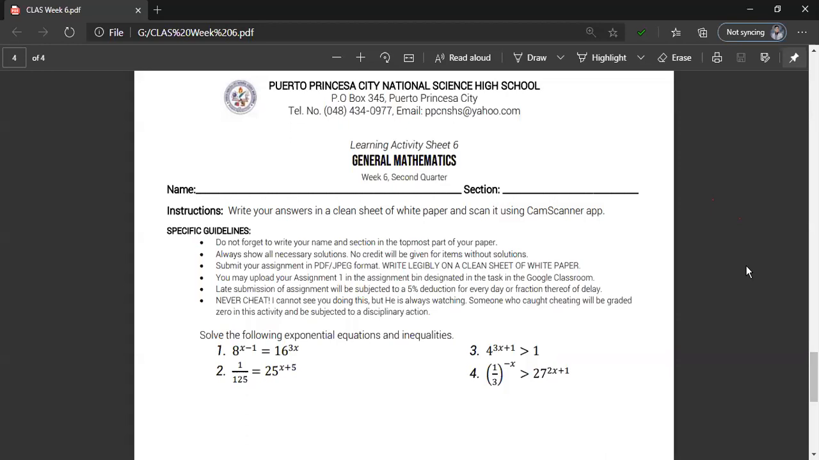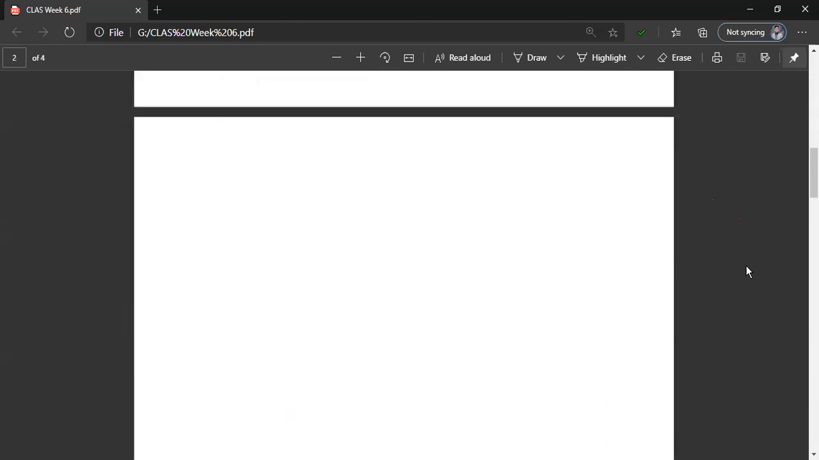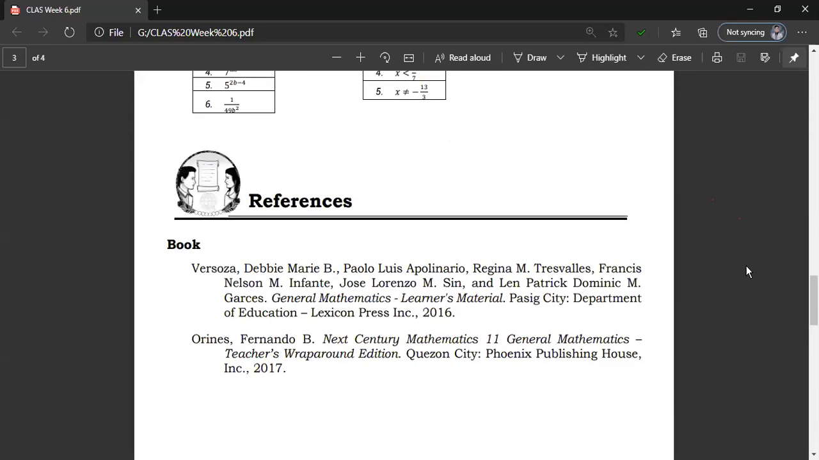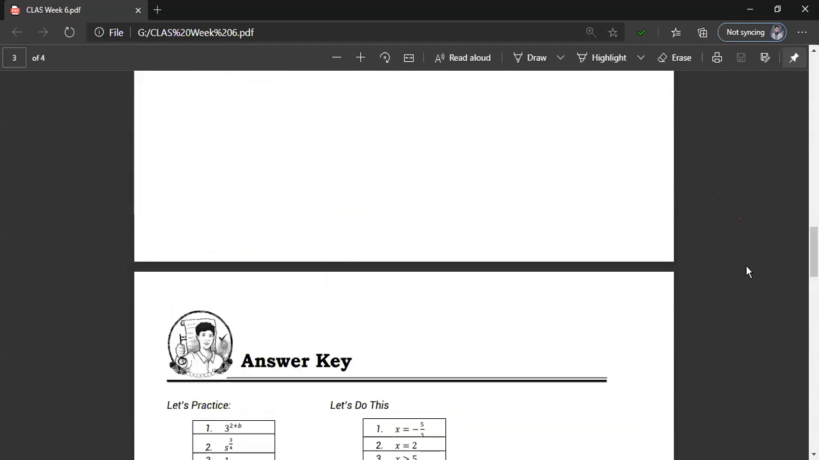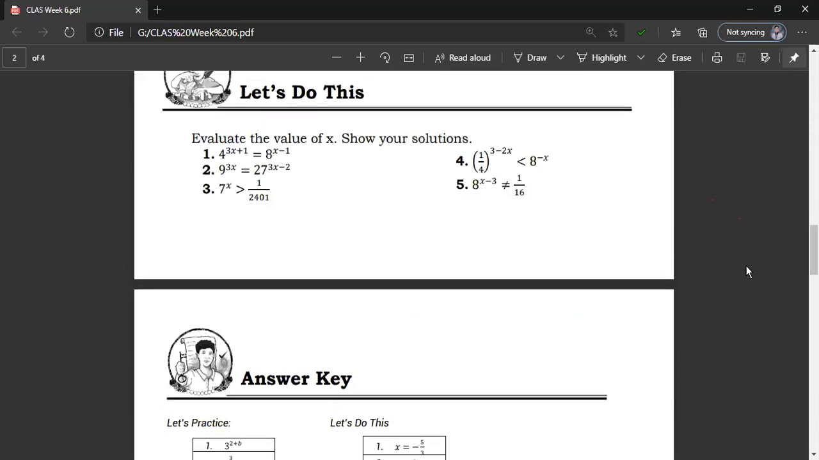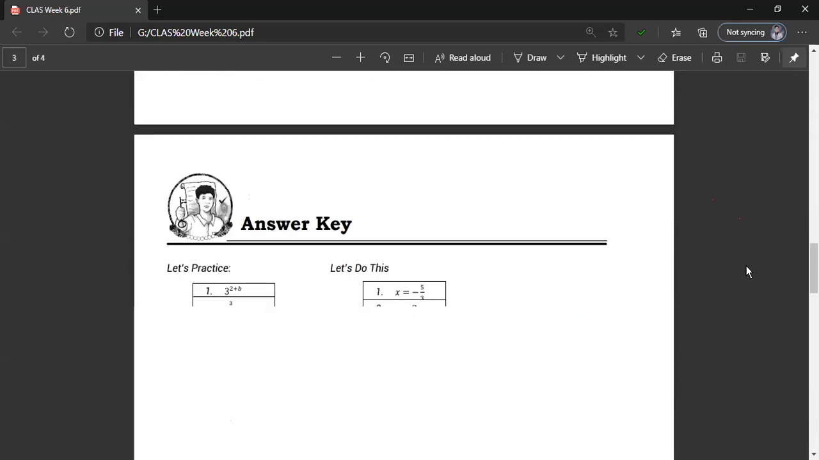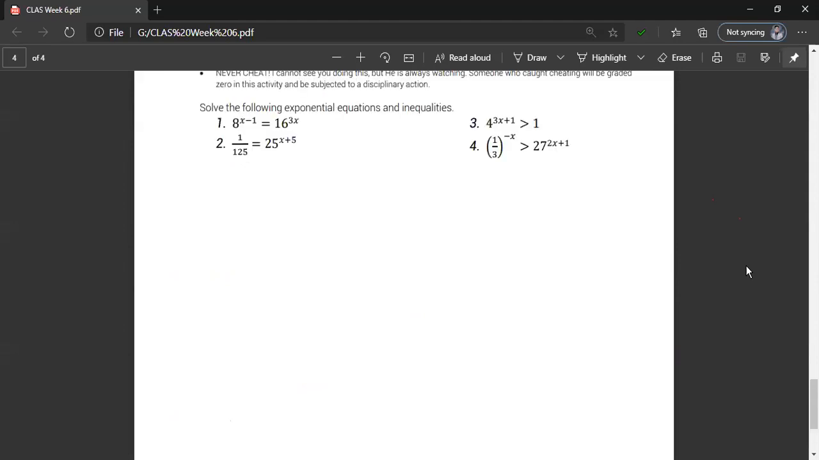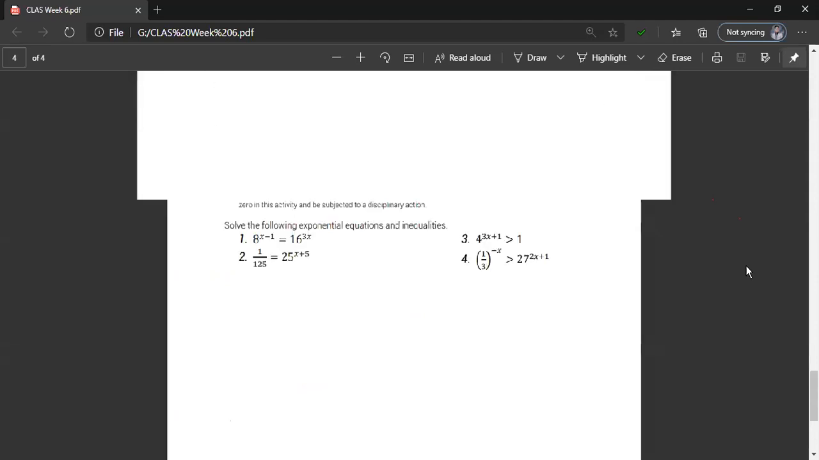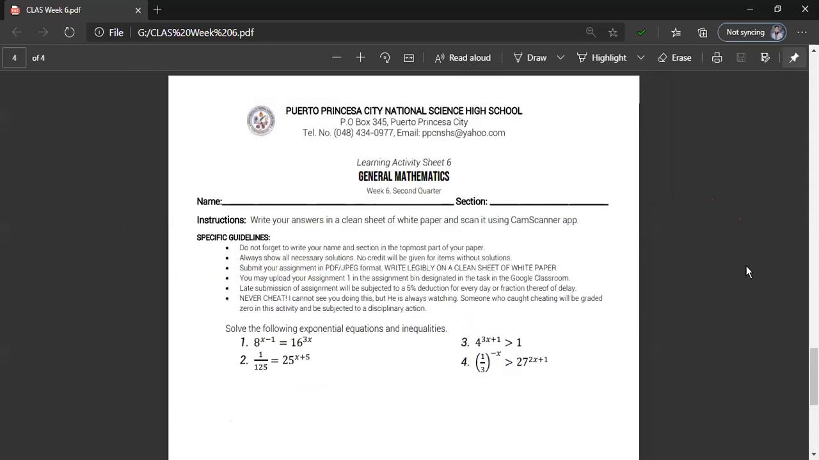Ano pa ba? I promise that I will upload the answers and the learning activity sheets. Okay. Learning activity sheet numbers 1 to 5, sooner or later, sorry, busy kasi. So sooner or later, I will compile that for your copy of the answers.